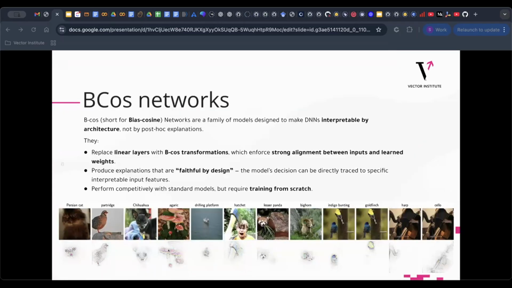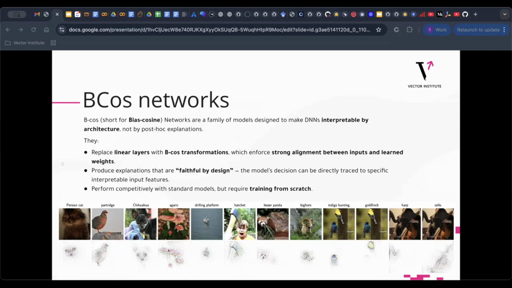So this is the first experiment which we conducted, as part of which we tried to solve the problem of having a black box model for the input to concept prediction part. So we tried replacing the normal CNN model with a BCos network. What happens as part of a BCos network is that they replace the linear transformation by a BCos transformation. The linear transformation basically just calculates the weight times the input.